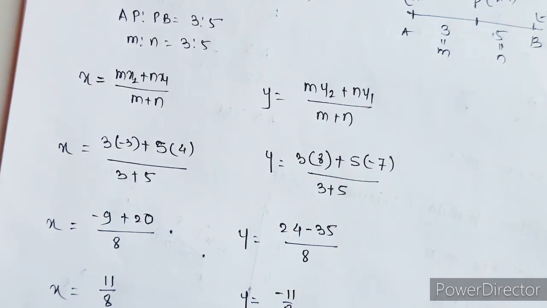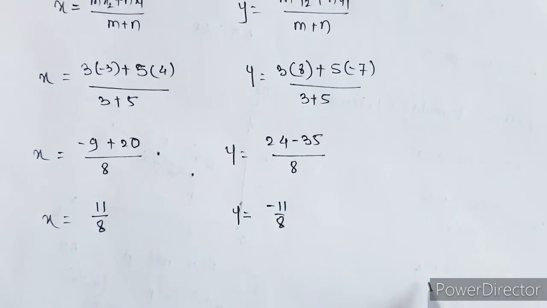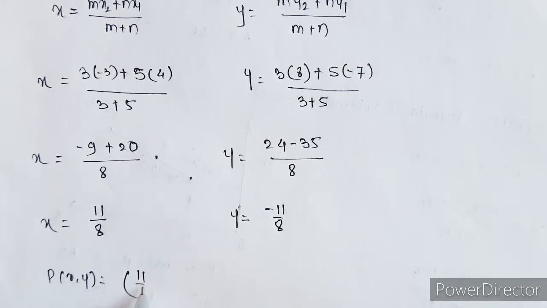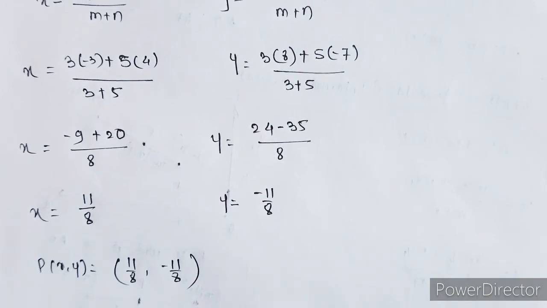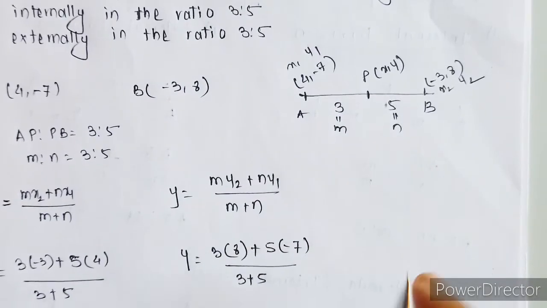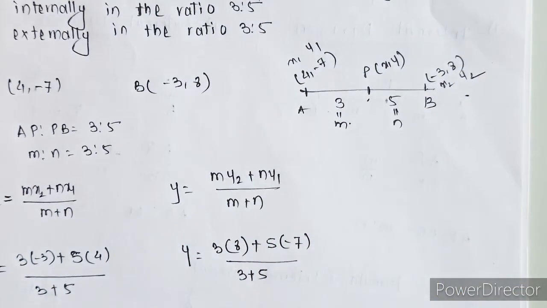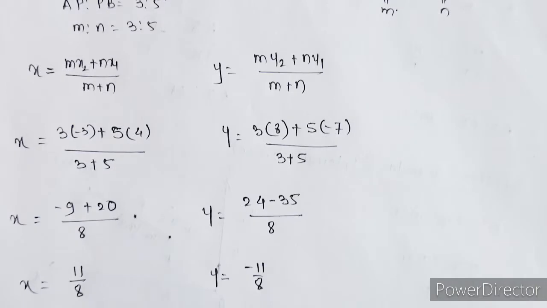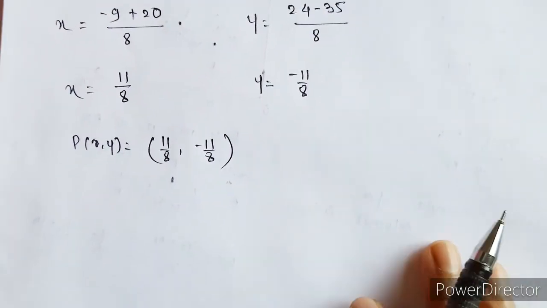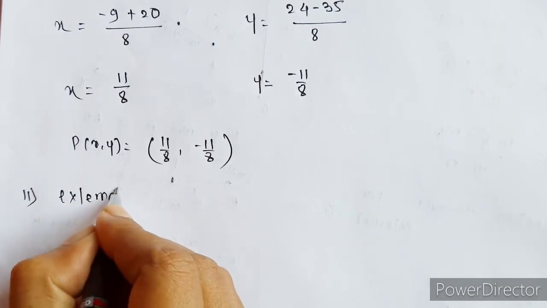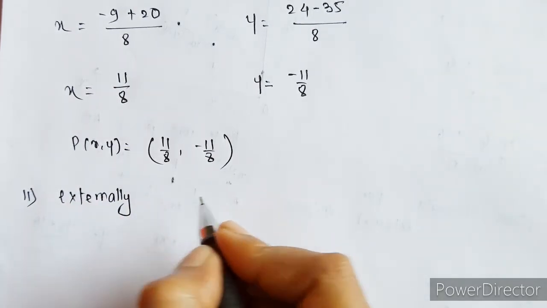-11 upon 8. Okay, so coordinates of point P, that is X, Y, is nothing but 11 upon 8, -11 upon 8. So a point which is dividing this line segment AB internally in the ratio 3:5 is 11 upon 8, -11 upon 8. Okay, now the second part, that is externally, okay, again in the same ratio.